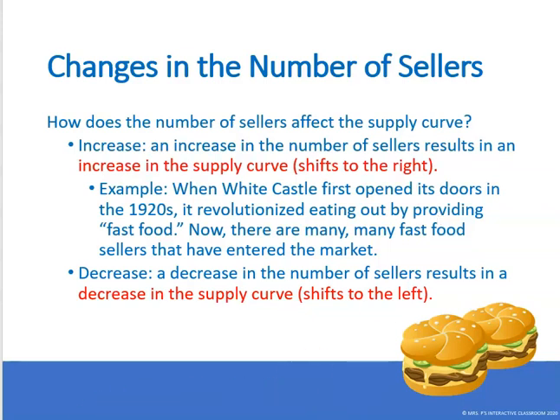All right, now if you were to look at a decrease, if the number of sellers within the fast food market decreased, that results in a decrease in supply, which means there are not as many fast food options available. That means that your supply would shift to the left because there is a decrease in the amount of fast food that is available.